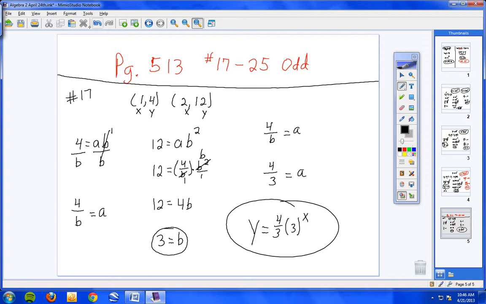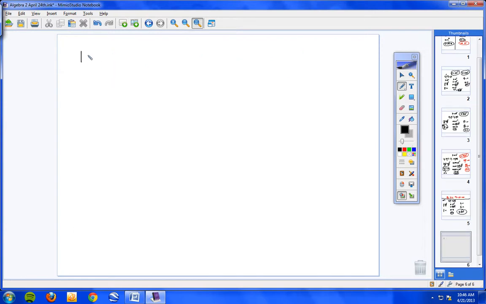It really doesn't matter, but usually this is how you'll see it written, like this. So, all right, moving on to number 19. Your 2 ordered pairs for number 19 are 6, 8. That's your x, that's your y, and 7, 32. This is your x and this is your y. Okay, using our model, y equals ab to the x power. Step 1 says substitute one ordered pair in and solve for a.